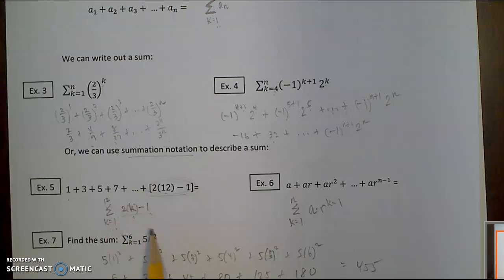Now we can test to see if we wrote this correctly. I'm going to plug 1 in for k for the first term. So it's 2 times 1, which is 2, minus 1 is 1. So that's the first term. I plug 2 in for k to represent the second term. So 2 times 2 is 4, minus 1 is 3. Plug 3 in for k for the third term. 2 times 3 is 6, minus 1 is 5. Okay, so we see that it works.